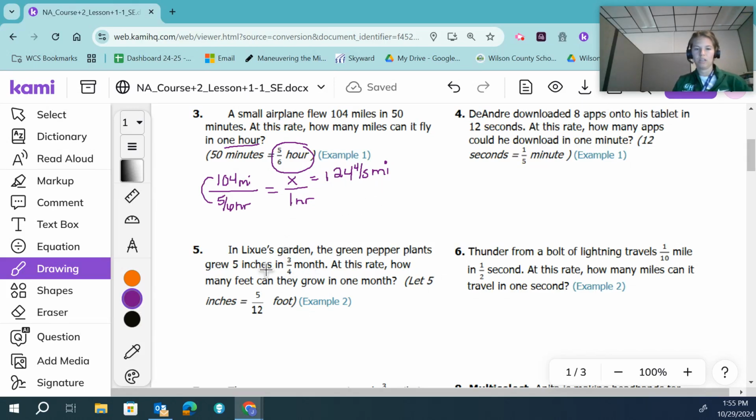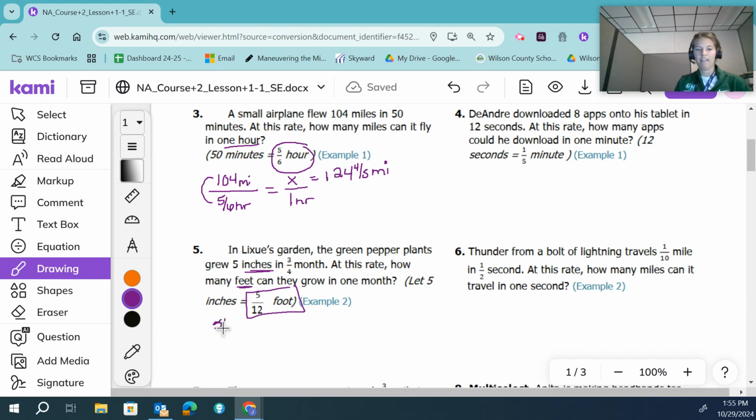This one's just a little bit different. In Lux's garden, the green pepper plants grew 5 inches in 3/4 months. At this rate, how many feet can they grow in 1 month? So 5 inches can be 5/12 foot. They give us that conversion there, because it's asking how many feet and they gave us inches. So we need to make sure we convert that.